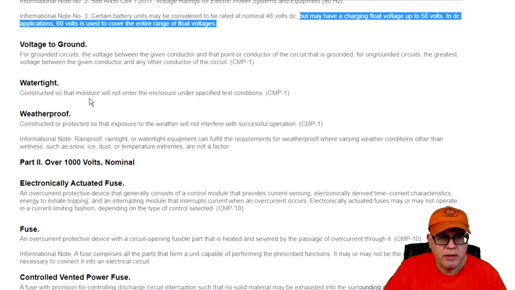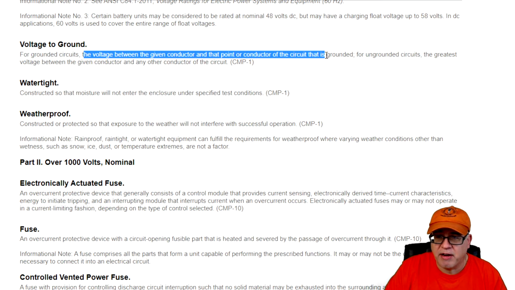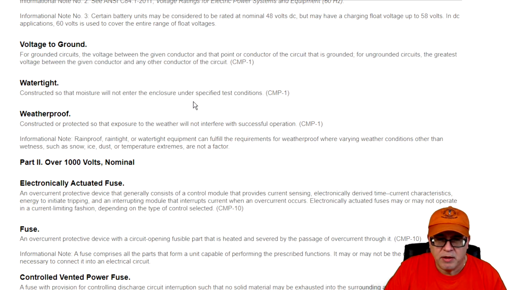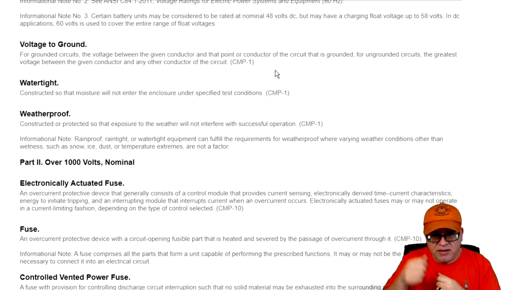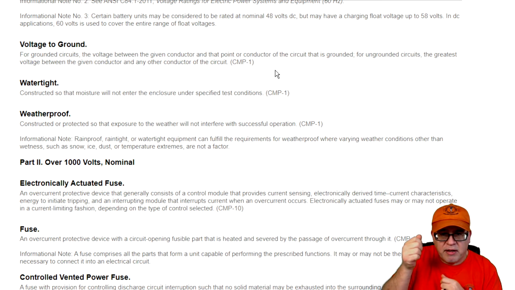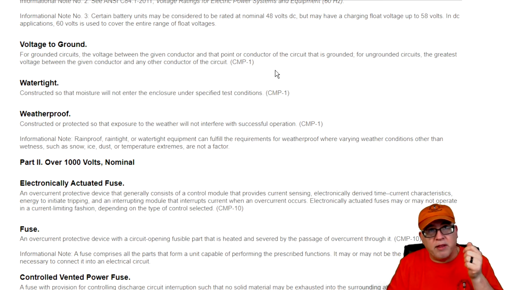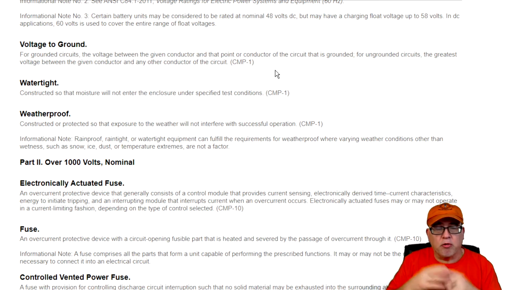Voltage to ground. For grounded circuits, it is the voltage between the given conductor and that point on the conductor of the circuit that is grounded. For ungrounded circuits, it is the greatest voltage between the given conductor and any other conductor of the circuit. Okay, so voltage to ground would be, let's say, any of the ungrounded conductors to the grounded circuit conductor. So I'm taking a voltage measurement. If I go from one of the phases to ground, that would be the voltage to ground. And again, that's on grounded circuits.